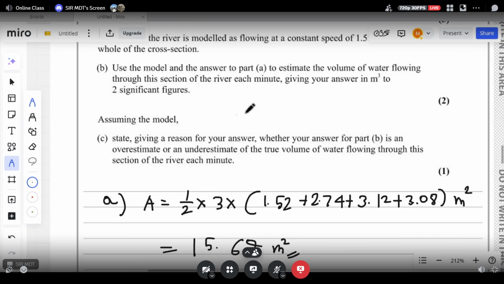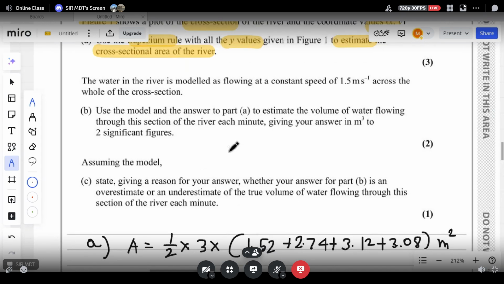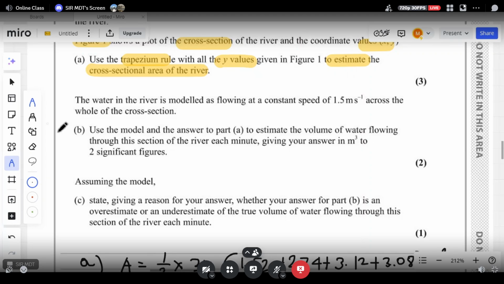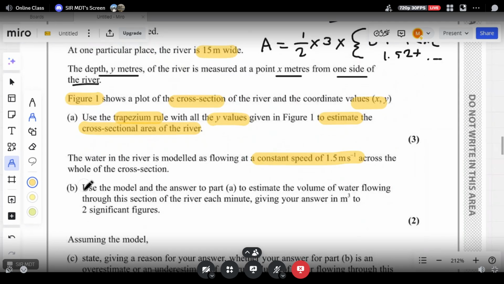Next is part B. In part B, the water in the river is modeled as flowing at a constant speed of 1.5 meters per second across the whole of the cross section. So the speed is given. Use the model and the answer to part A. In part A, we got the area. To estimate the volume of water flowing through this section of the river each minute.